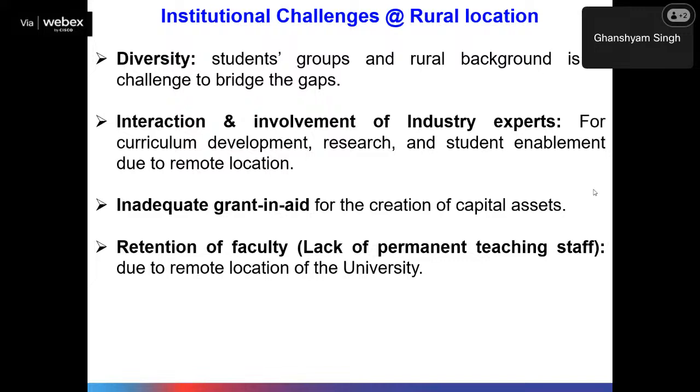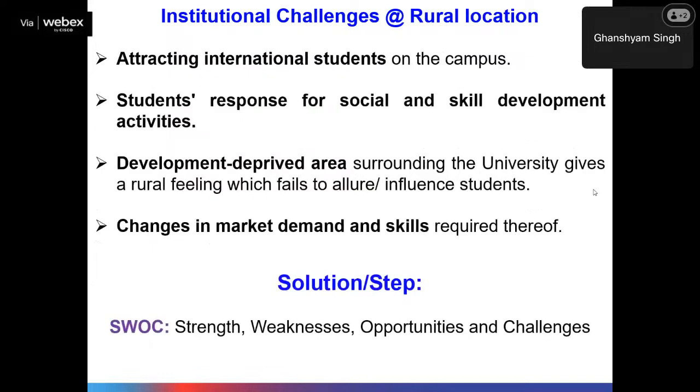Usually, they do find difficulty inviting the experts or the people from the industry to deliver lectures, talks or motivational speeches for their students because of their location in remote places. Inadequate grant aid. Retention of faculty is another problem because most of the faculty members would also like to have a good life, so they're willing to relocate to universities which are situated in big cities. So lack of permanent teaching staff is another institutional challenge with rural locations. Other challenges include attracting international students, student response to social and skill development activities, developing their pride areas, and changes in the market demand and skills.